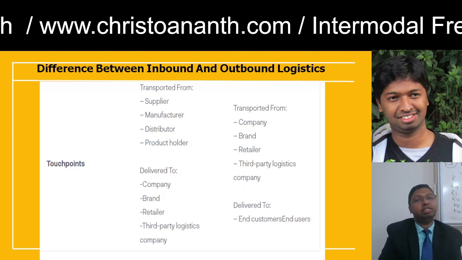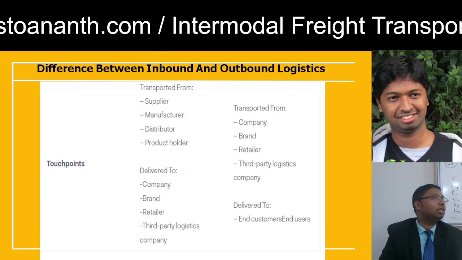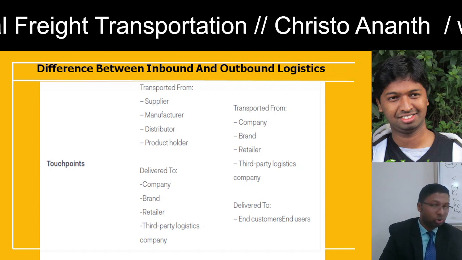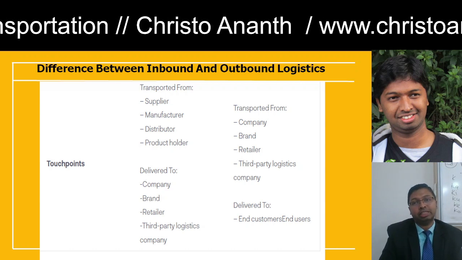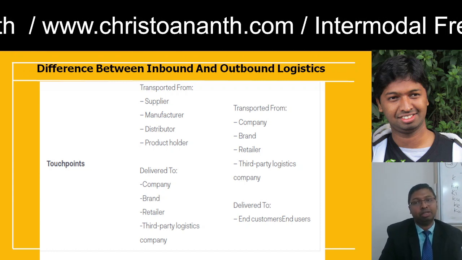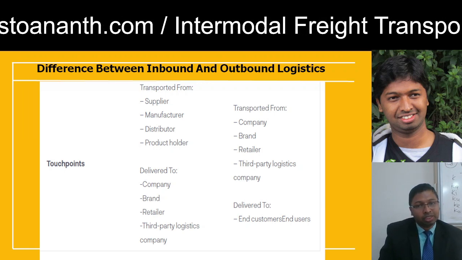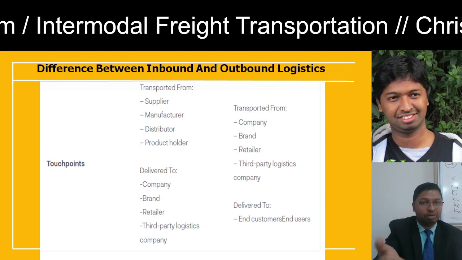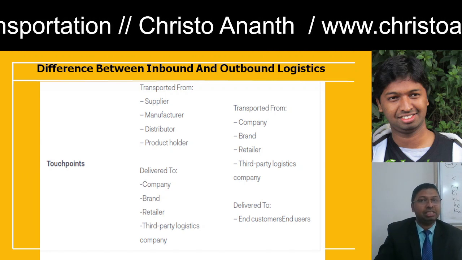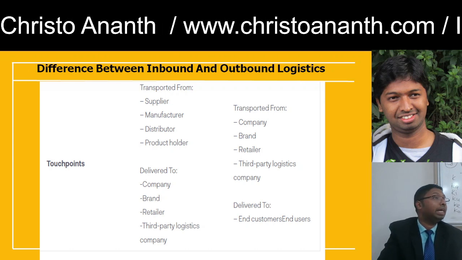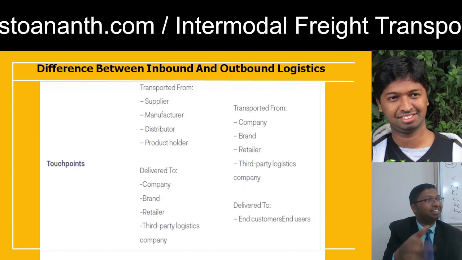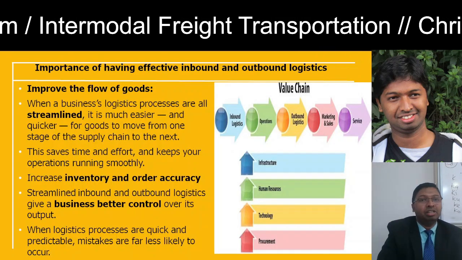Maybe in the future you will need this, so you should know about it. In inbound logistics, goods are transported from the supplier, manufacturer, third party, even a distributor or product holder. In outbound, they are transported from the company, brand, retailer, or maybe third party logistics. With the touch points, inbound is delivered to the company, brand, retailer, or third party logistics company. But outbound logistics is delivered to the end customers, end users, the final point. That only has to be reached, not the intermediate things.